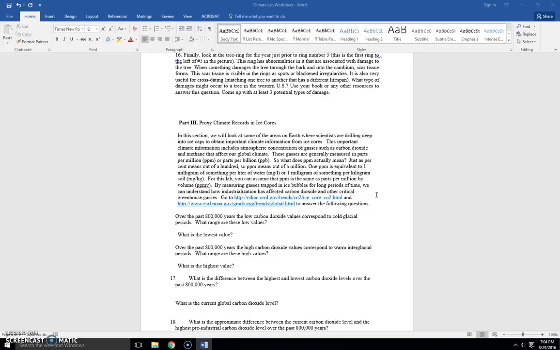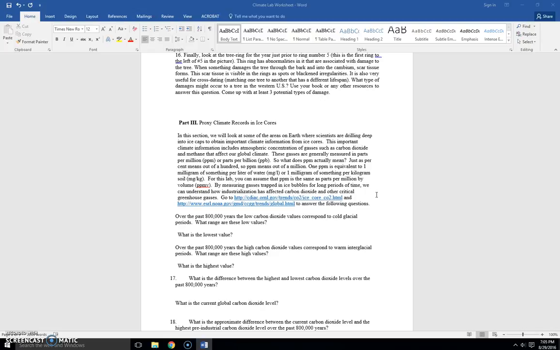So what does ppm actually mean? Just as percent means out of 100, so ppm means out of a million. 1 ppm is equivalent to 1 milligram of something per liter of water, milligrams per liter, or 1 milligram of something per kilogram of soil, milligrams per kilogram. For this lab, you can assume that ppm is the same as parts per million by volume, ppmv.